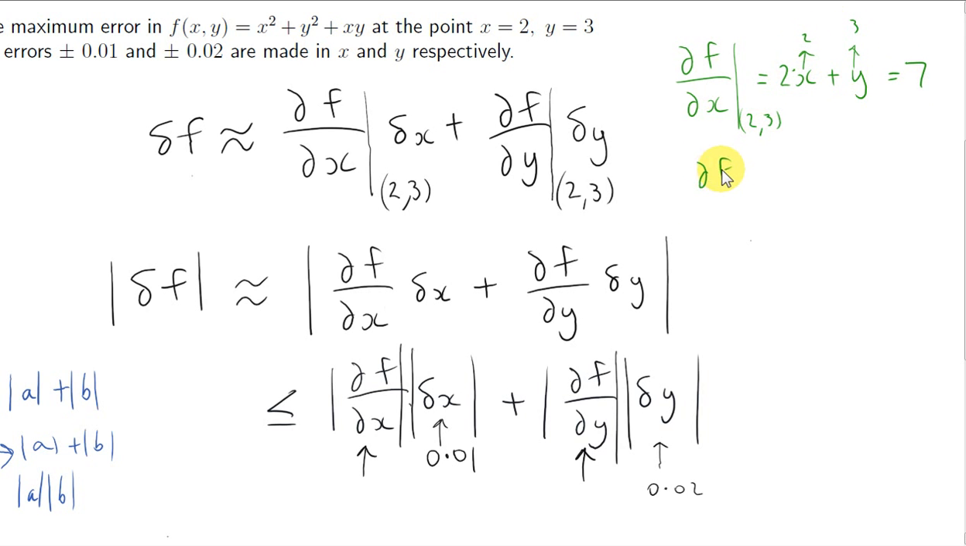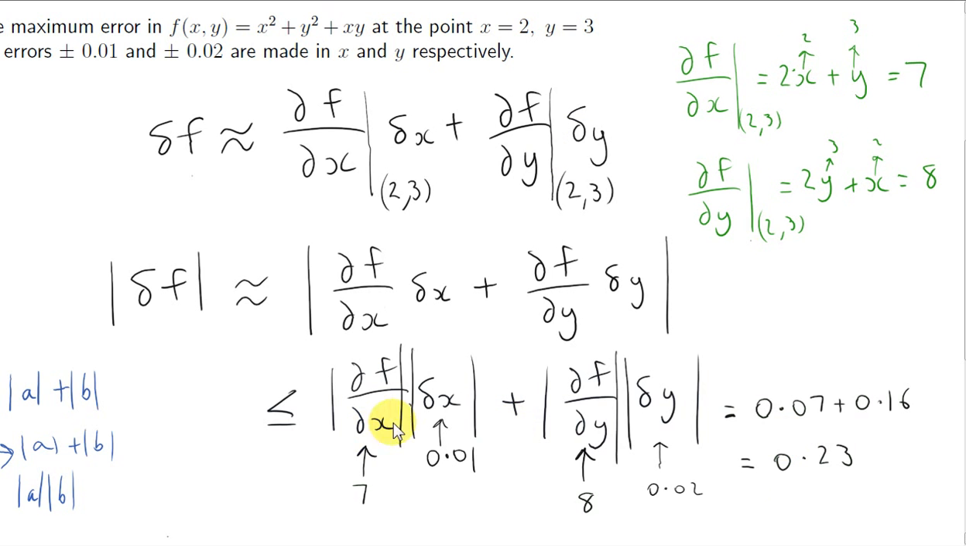Next we need df dy. So differentiate x squared with respect to y, that goes to 0. This gives us 2y. We're holding x constant here. Differentiate this with respect to y, we get that constant x. And we want to work out this expression at 2, 3. So we have to plug 3 in for y and 2 in for x. So we get 6 plus 2 is 8.